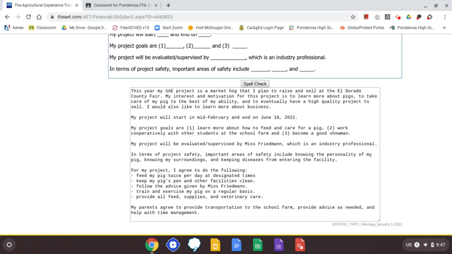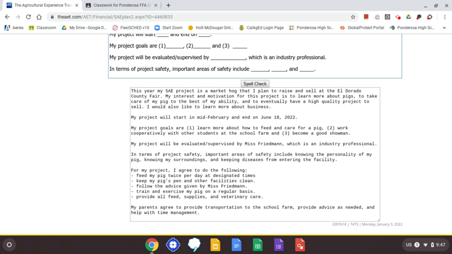The purpose of this description is a story of what your project is all about, so that someone looking at your book who maybe has never met you, has never visited your project, and doesn't know anything about you, only seeing you on the computer screen, knows what your SAE project is about and why in the world you would choose to do this. Like any good story, I think you should start with a clear sentence. This year, my SAE project is a market hog that I plan to raise and sell at the El Dorado County Fair. Very simple, one sentence explanation at the beginning. Tell the reader what your project is about.